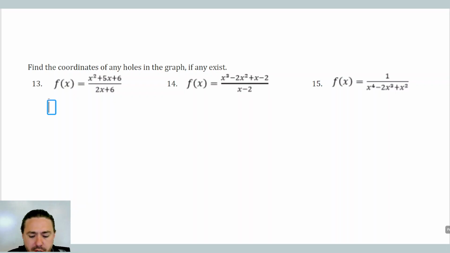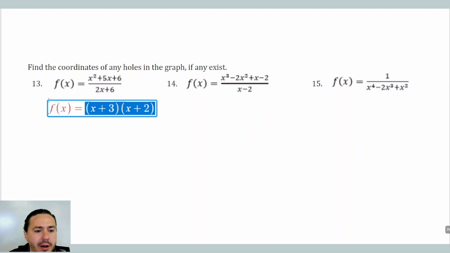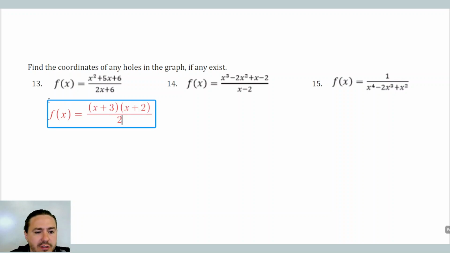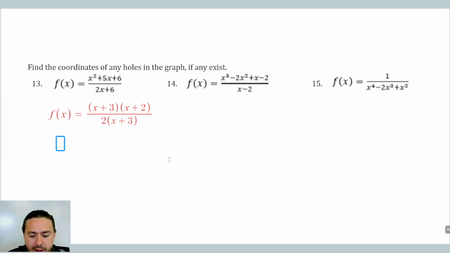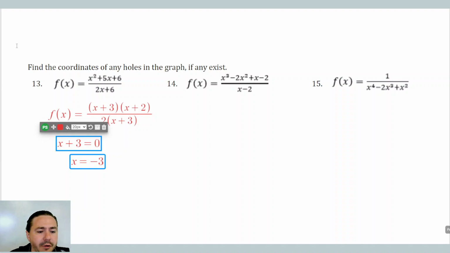All right, so for the first one, the numerator will factor as x plus 3 times x plus 2. And the denominator, we can actually factor out a 2 as a GCF and get x plus 3. Okay, so we can see that we've got a common factor on the numerator and the denominator. So my x value is going to be negative 3. Okay, we're basically solving when x plus 3 equals 0. So we get x equals 3. X equals negative 3, rather.